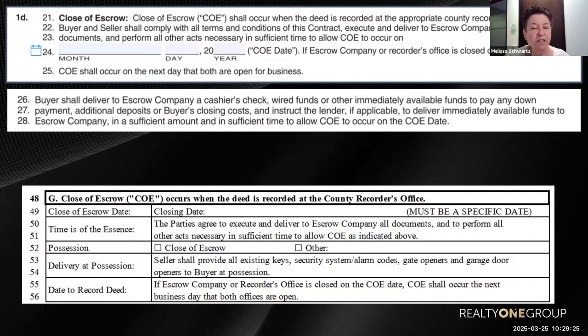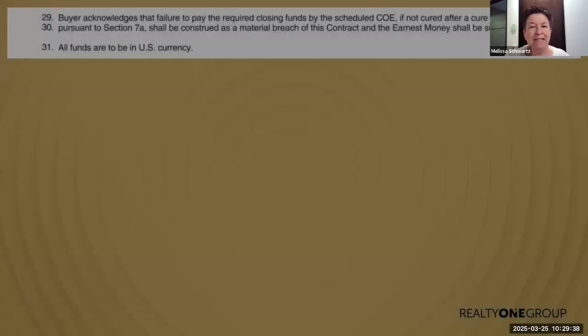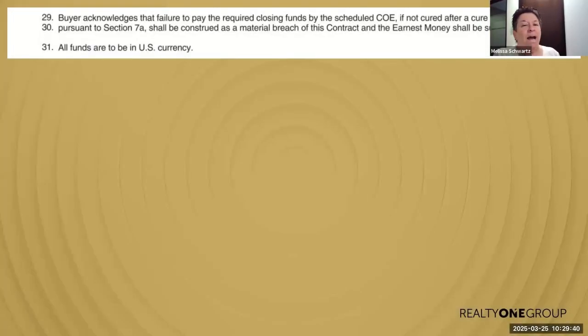Similar things, possession, delivery of possession, date to record. If the recorder's office is closed on the close of escrow date, it obviously moves to the next business day. And it must be a specific date. So we've got that detail. Buyer acknowledges that failure to pay the required closing funds by the scheduled close of escrow, if not cured after the cure notice is delivered, could be a material breach.